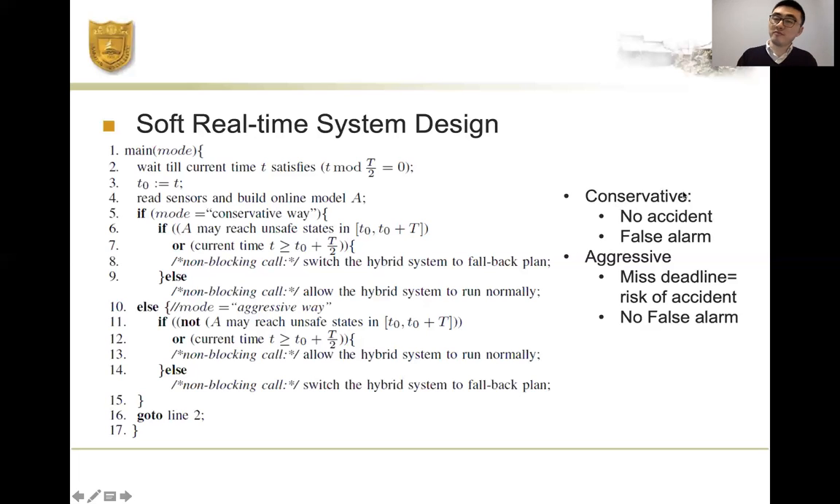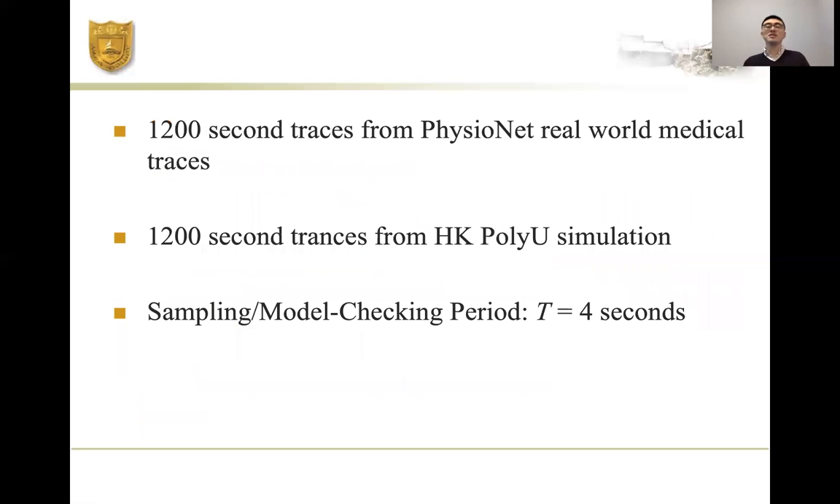Okay, so in the conservative method, it means there will be no accident, but you may face the problem of false alarms. But in the aggressive way, a missed deadline means the risk of an accident, but you will face no false alarms, right? So we did an evaluation on 1,200-second traces from PhysioNet real-world medical traces. And we also asked a student from Hong Kong PolyU to do the simulation of Intel Excel. We connect the data, and the sampling model checking period is 4 seconds.